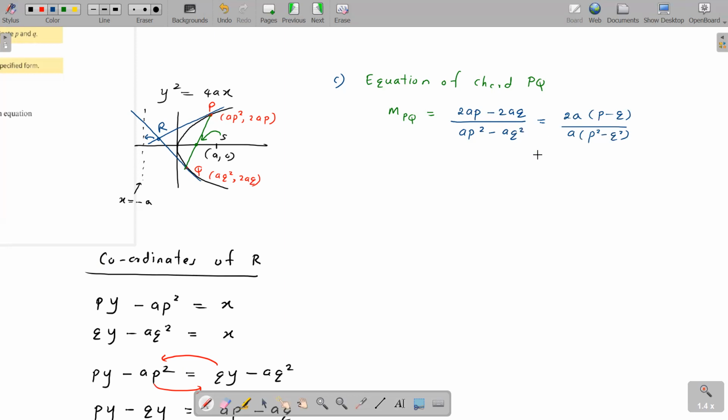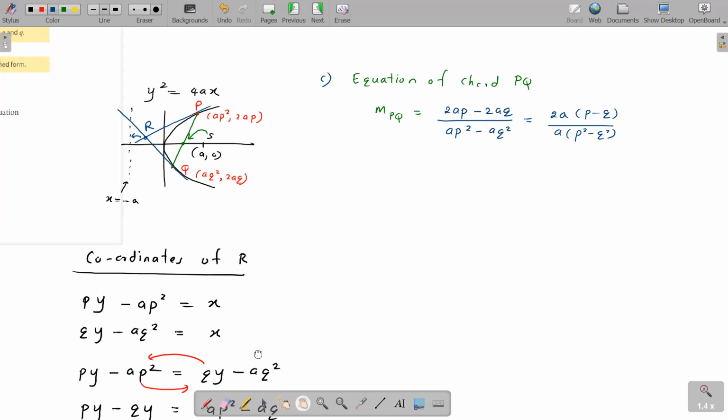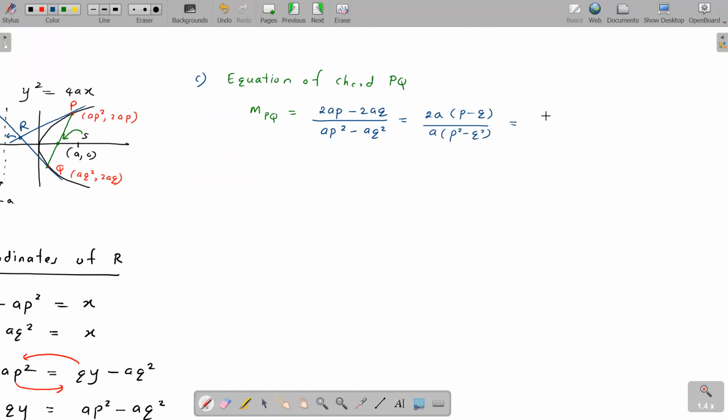Yes, P square minus Q square can be further simplified as P minus Q, P plus Q. Difference of two squares in the denominator. The P square minus Q square can be written as P minus Q, P plus Q. It's called difference of two squares. And now what happens? The A to A can cut, and P minus Q to P minus Q also cuts. So what do you get for the gradient? 2 over P plus Q is the gradient of the chord PQ.